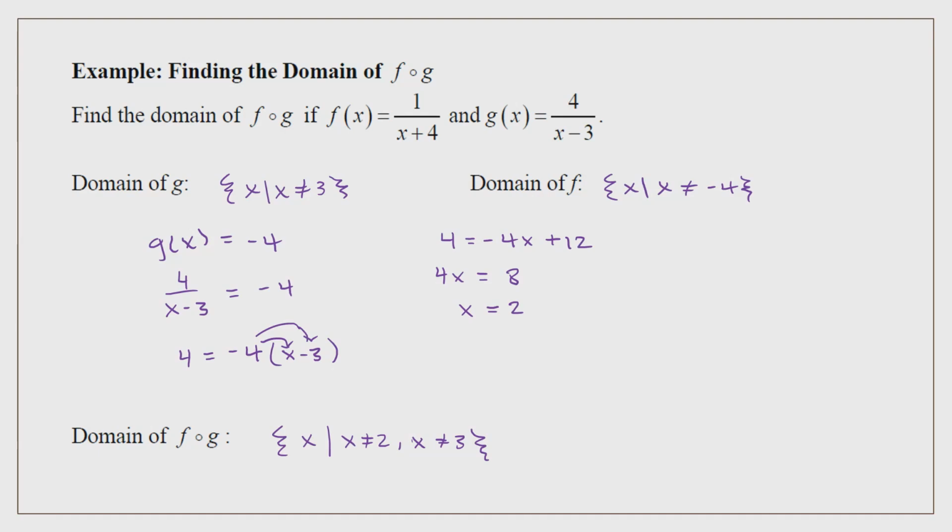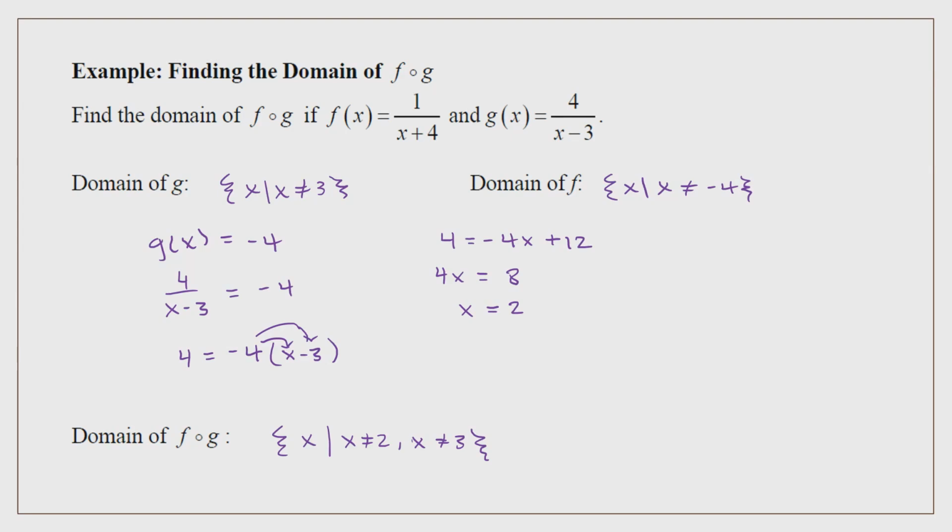Now we found the domain of f. The domain of f is all x values except for when x is negative 4. When x is equal to negative 4, f of x does not exist. So we want to find an x value in g of x that could get us negative 4, because if we get negative 4 when we evaluate g of x at an x, and then substitute negative 4 into f of x, our value will be undefined as well.